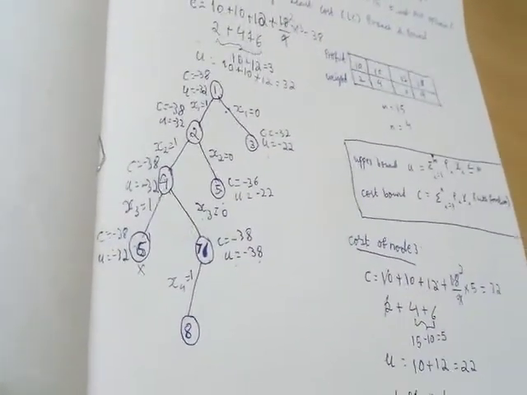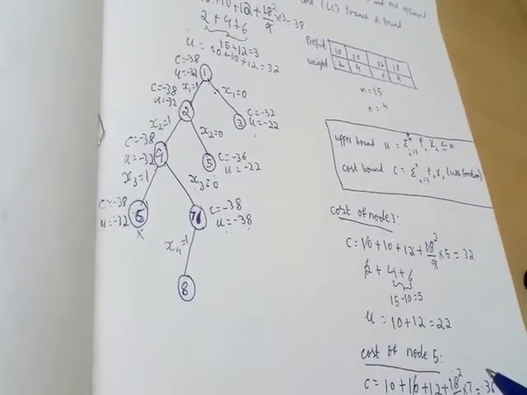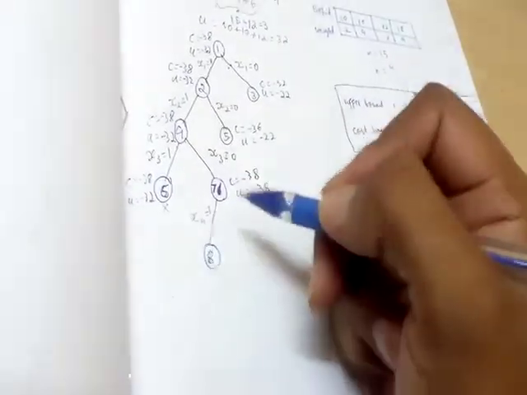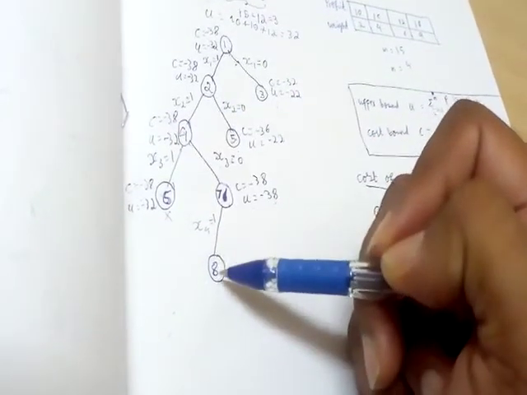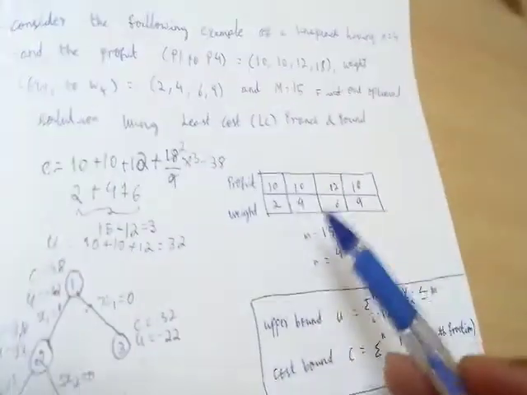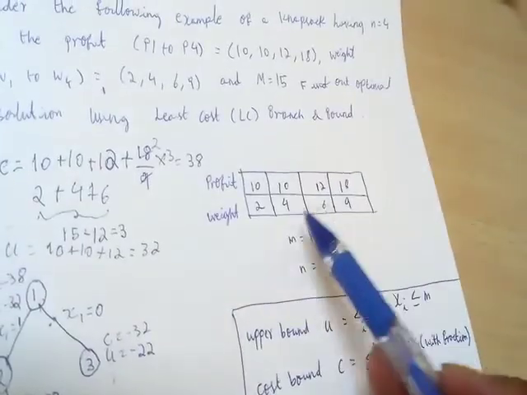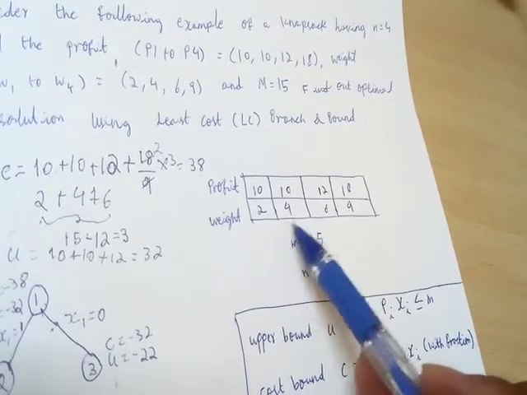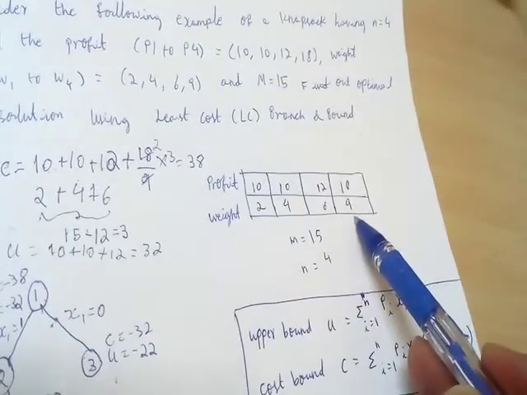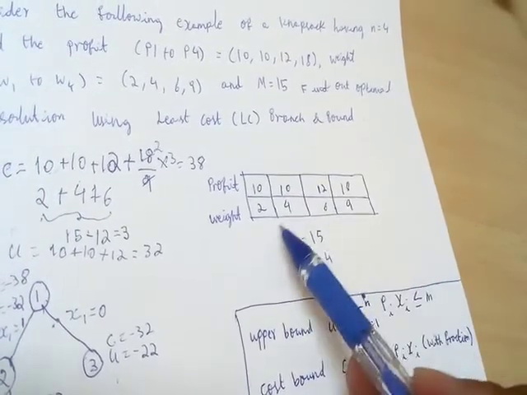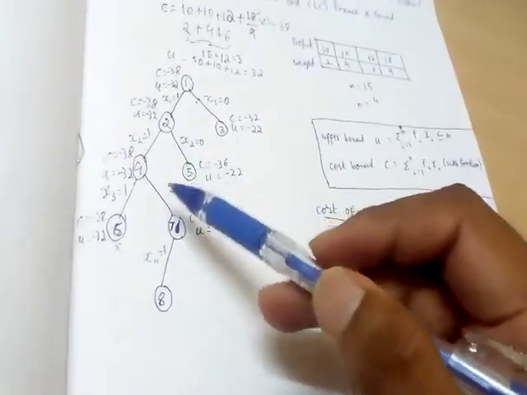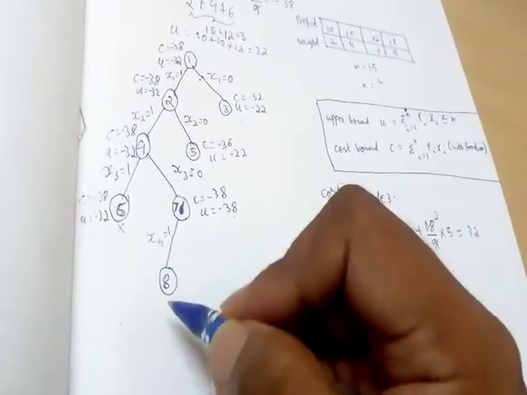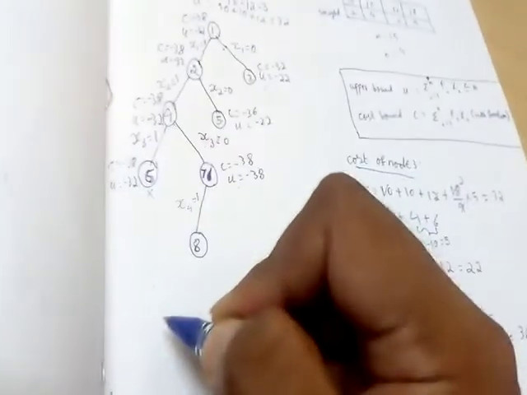Then I have to find out the cost of node 8. In order to find the cost of node 8, first we have to check whether the first item, second item and fourth item can be added. If I add the first item, second item and fourth item, what is the total weight? 4 plus 2 is 6, 6 plus 9 is 15. So yes, it can be added. So I will try to add the fourth item.